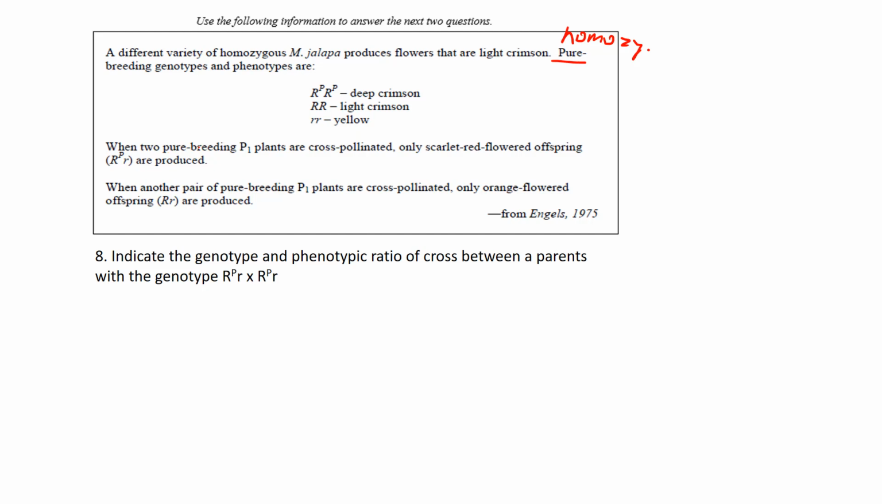So it says when two purebred P1 parents are crossed, only scarlet red flowers are produced. So they're giving you the genotype right here. We can add on to this. Here's part of our legend that they've given us. Those are all the homozygous ones. But when we have some hetero things going on here, we get some blending being produced. So let's add to this legend. If I have a capital R with a P and a little r, that's going to give me scarlet red. So let's just say scarlet.